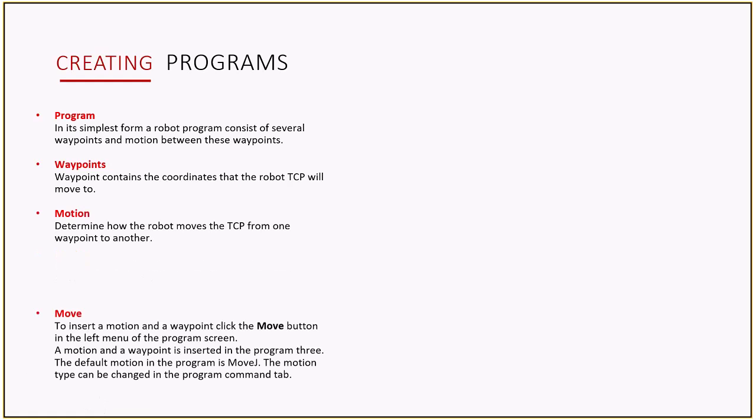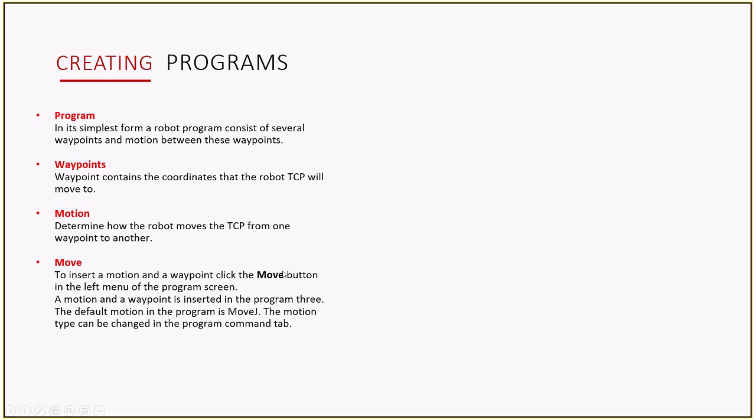Creating a program. Now, to create a program, we will have to know that in the simplest way, a robot program consists of several waypoints and motions. Now you will say, okay, cool, what are waypoints and motions? Waypoints contain the coordinates that the robot TCP will move to, and the motion determines how the robot will move to that point. So again, we're going to give him a coordinate to move to somewhere, and then we have to tell him how we want him to move.